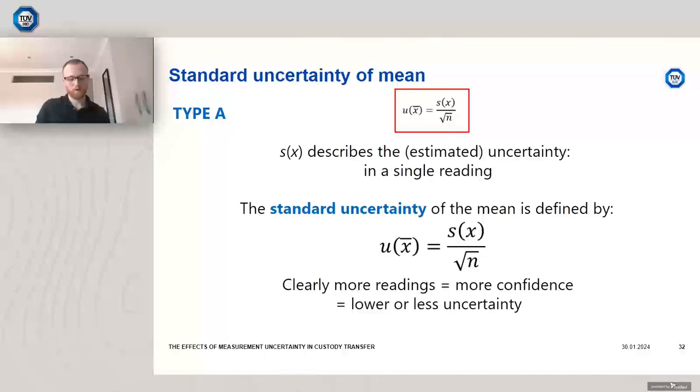So what that standard deviation does is it describes what the estimated uncertainty would be if you made one reading. But if you make multiple readings, what you want to look at is how confident you are in that average value. So you need to take it a step further. The standard uncertainty in the mean value that you've calculated, not just a single reading, is your standard deviation, that we've previously calculated, divided by the square root of the number of readings, in this case 10. And as it says, with more readings you get more confidence and essentially less uncertainty.